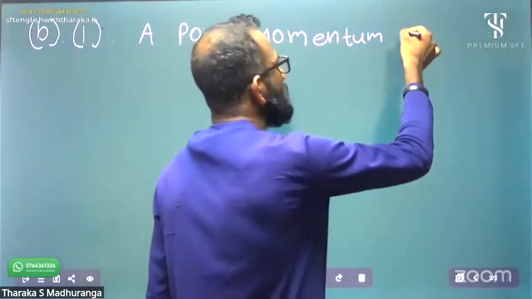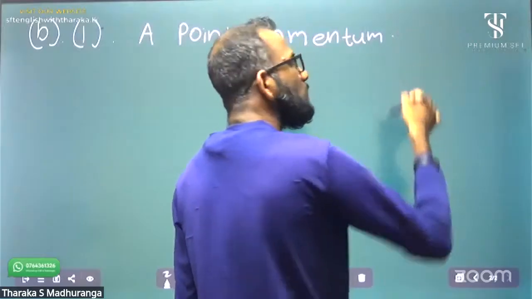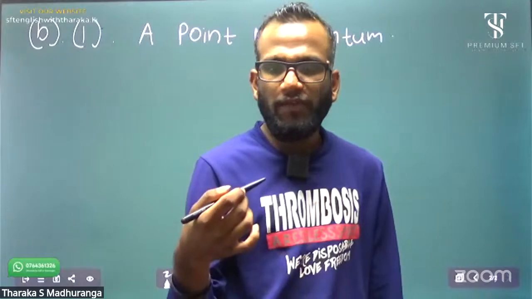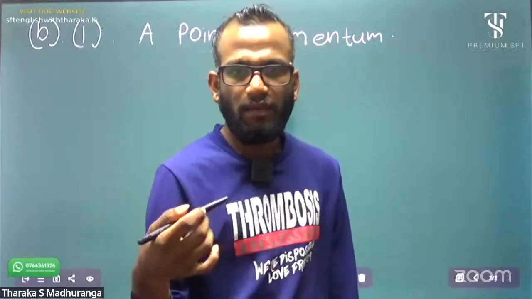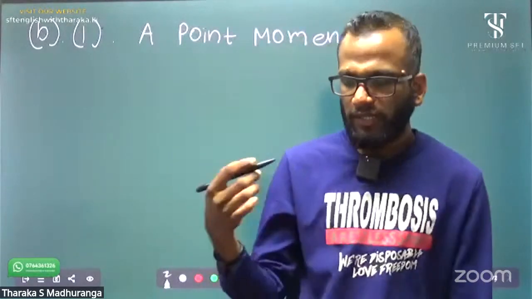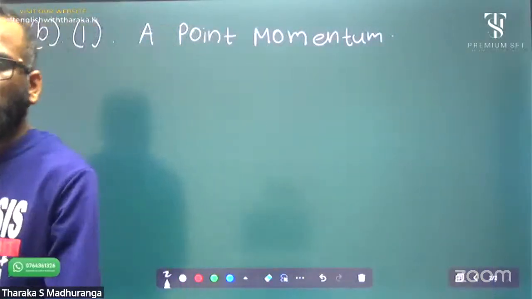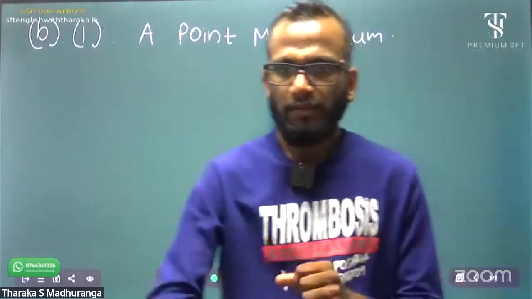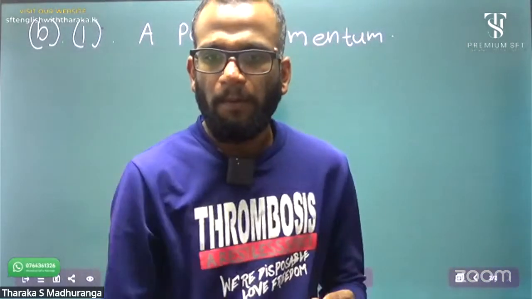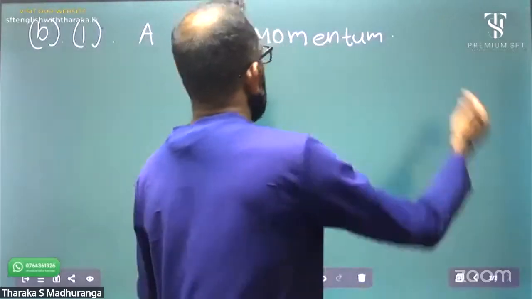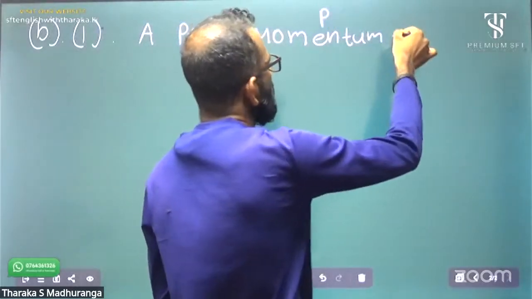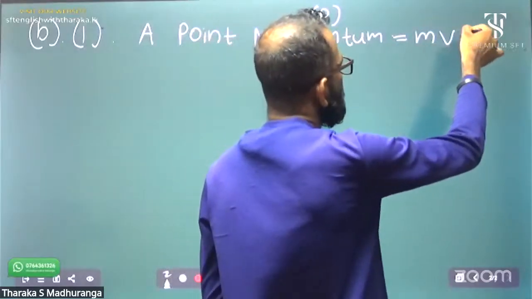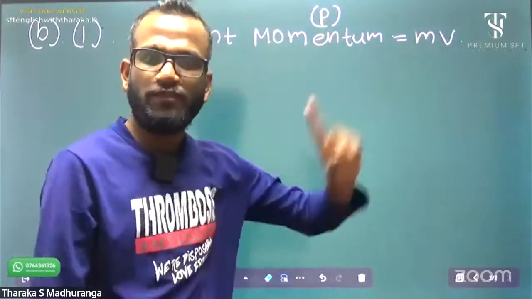Okay, A point momentum. What is the momentum equation? Yes, P equals mv. Momentum means P. Good. P equals m into v. You have to mention this equation. You have 2 marks for this first equation.